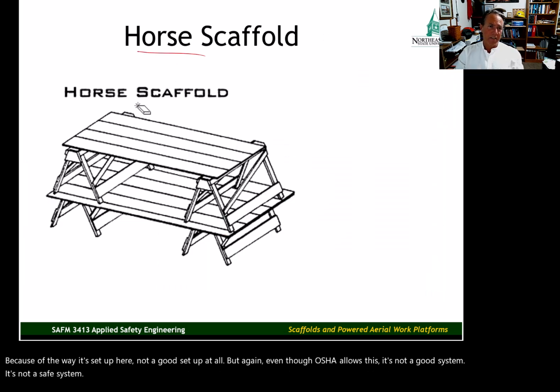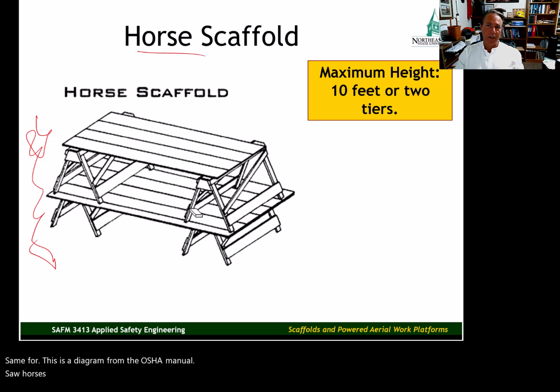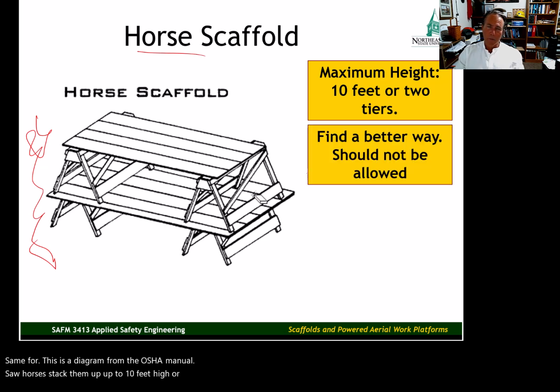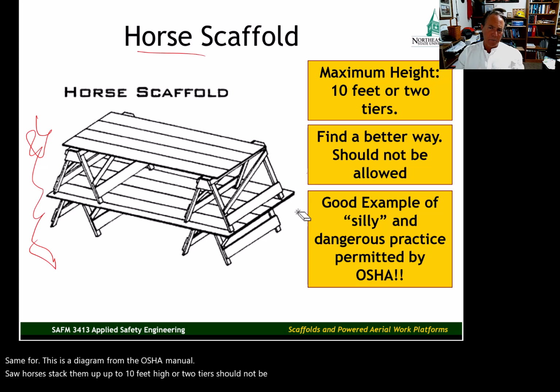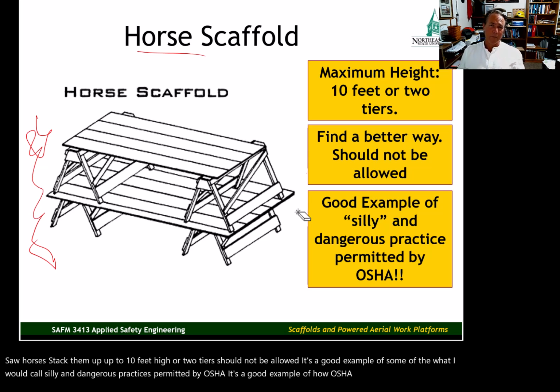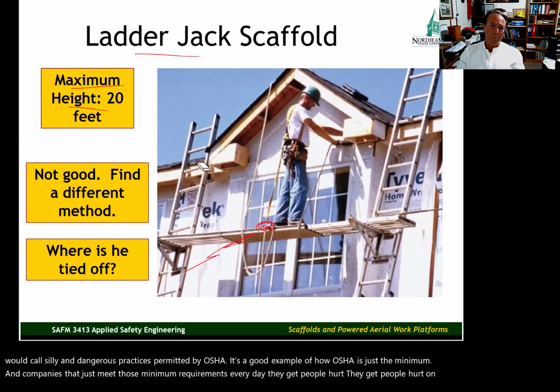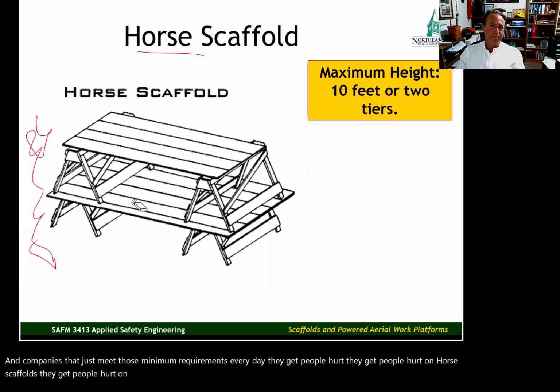Same for this. This is a diagram from the OSHA manual. Sawhorses, stack them up to 10 feet high, or 2 tiers. Should not be allowed. It's a good example of some of the, what I would call, silly and dangerous practices permitted by OSHA. It's a good example of how OSHA is just the minimum. And companies that just meet those minimum requirements every day, they get people hurt. They get people hurt on horse scaffolds. They get people hurt on ladder jack scaffolds.